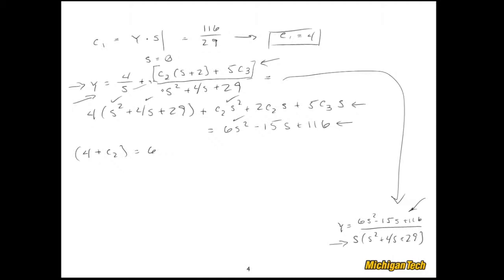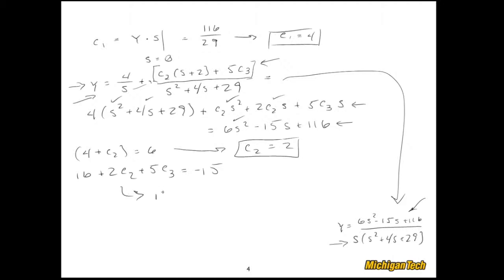Now we go on to the s coefficients. So 16 plus 2c2 plus 5c3 has to equal negative 15. And actually, when I did this, I already now know that c2 is equal to 2. Perfect. All right, I can just solve that equation for c2, and I can actually just solve now this equation for c3.